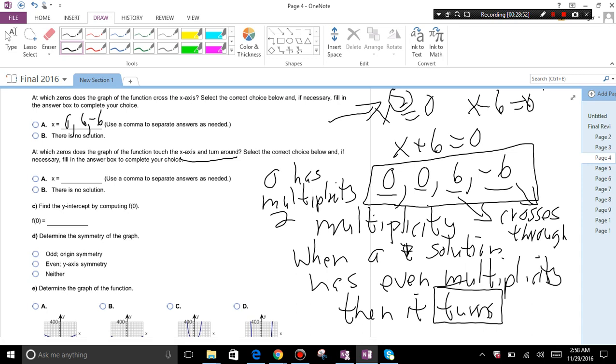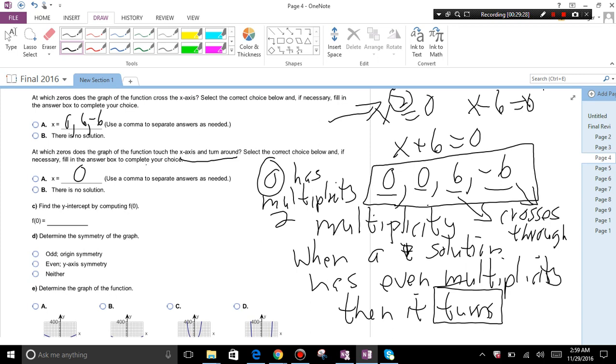So for this particular problem, at which 0 does the graph of the function touch the x-axis and turn around? It would be at the solution that has a multiplicity that is even, and that would be 0 because 0 appears 2 times and 2 is even. They may ask you about the multiplicity, whether it crosses through 6 or negative 6, and it would cross through the x-axis.